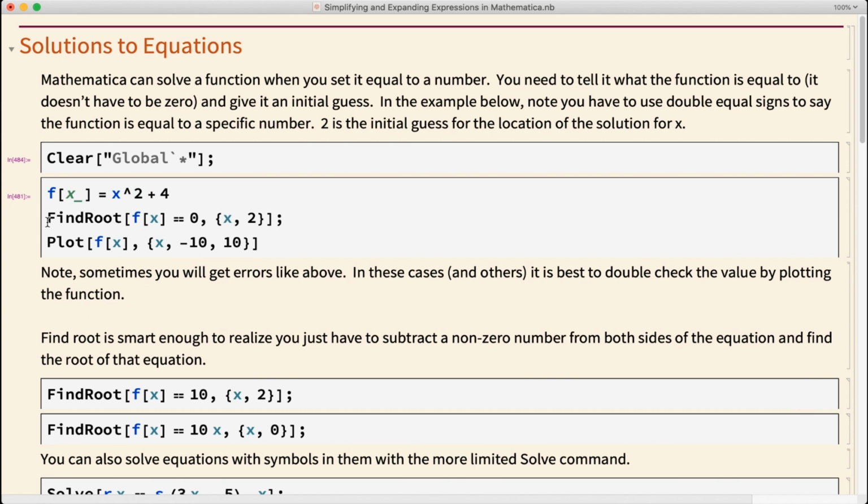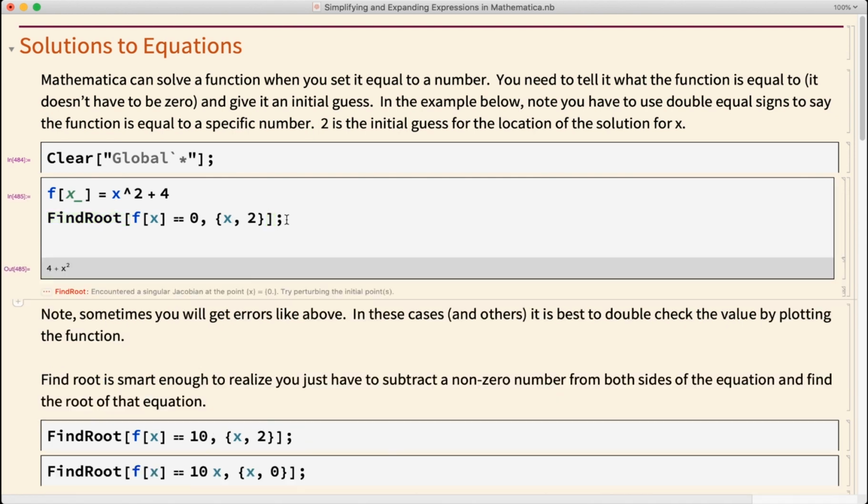What I'm going to do with this is try to figure out what the value of x is when this function is equal to 0. So when f of x is equal to 0, what is x equal to? The way FindRoot works, it's using a numerical algorithm where I have to give the program an initial guess. My initial guess, or where you should start, is x equals 2.